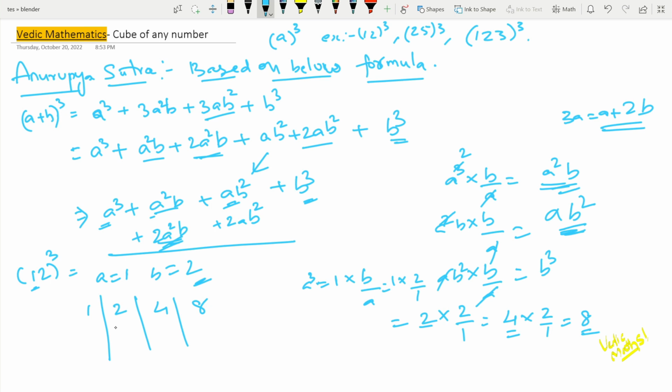So 2 into 2 gives you 4. And again, here with a square b we have 4, so you have to double that number, 2ab square, which means 2 into 4 is equal to 8. So now what we have here: 1, 2 plus 4 is 6, 8 plus 4 is 12, and 8.